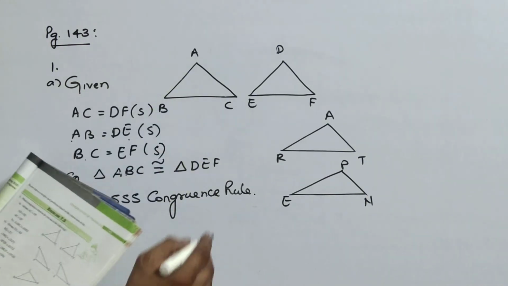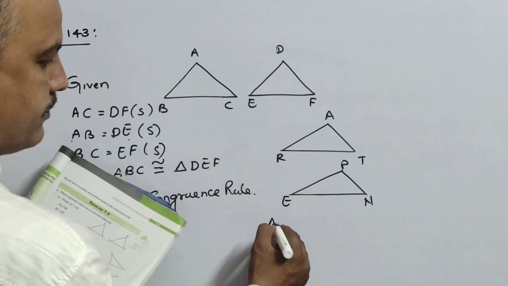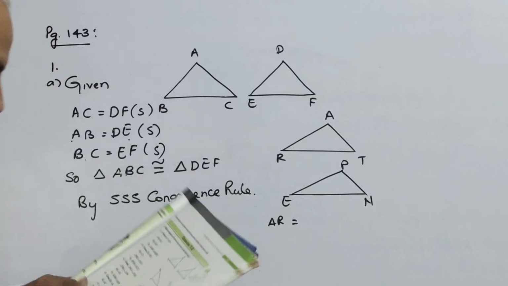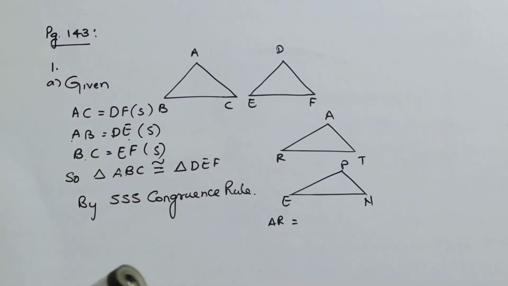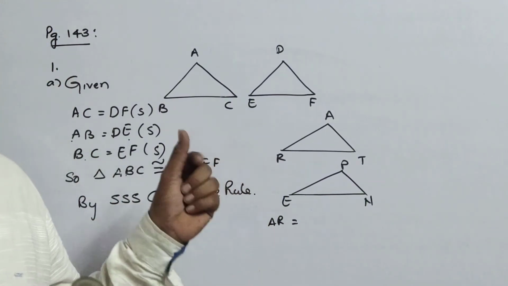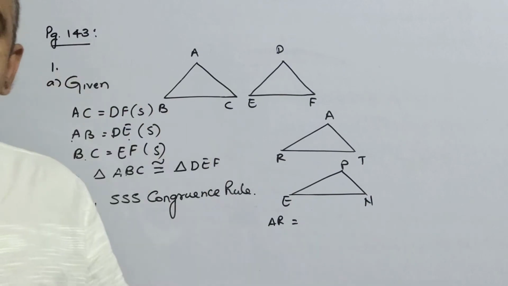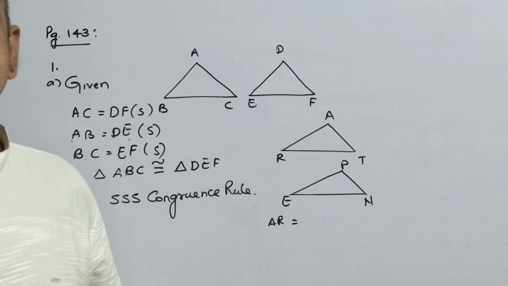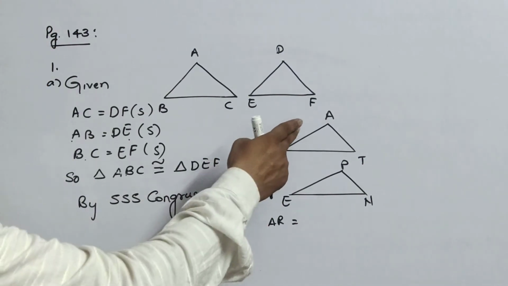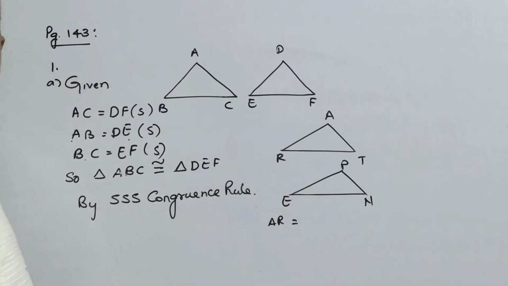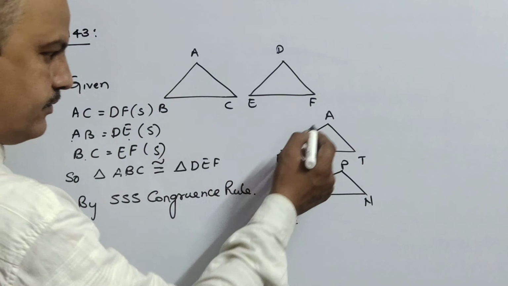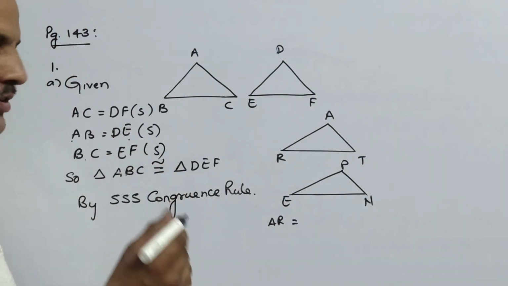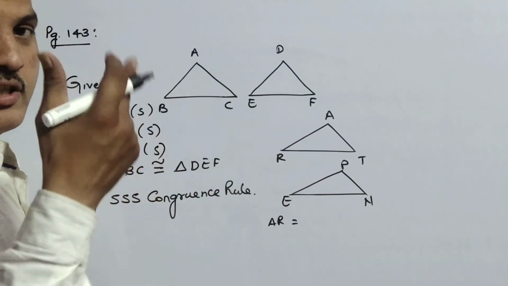Now here AR is given, and the question is asking AR equals what? That means if you have to use SSS congruency, he has given which congruency you have to use also. SSS means what? All sides are equal. That means comparing these two triangles, only sides will be equal. Yes or no? So AR equals what, by using the congruency rule, that also he has given for us.